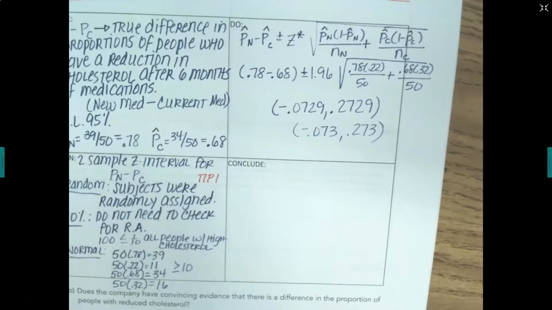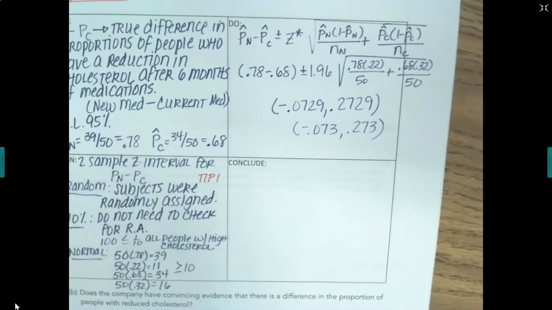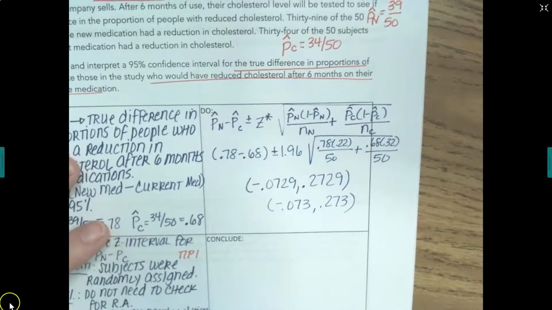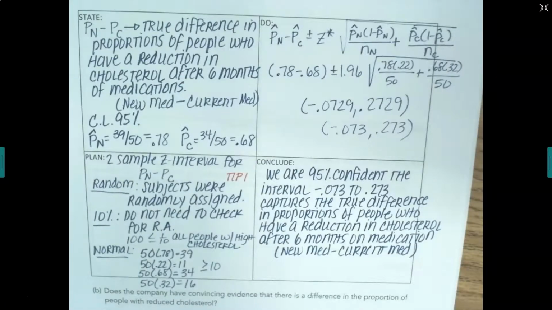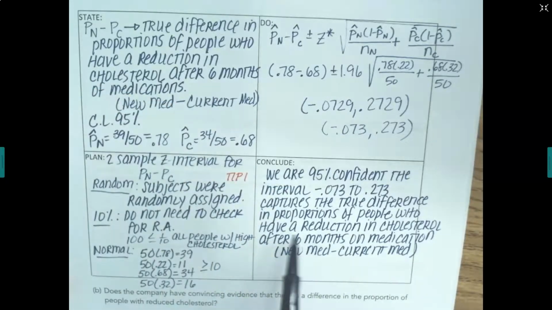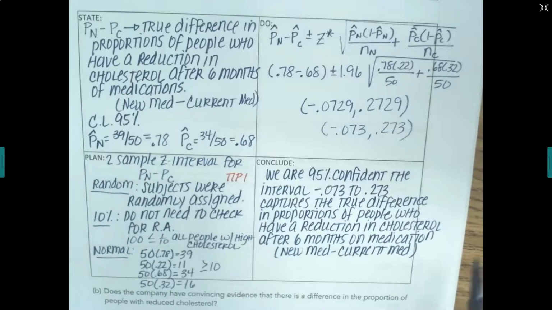Now for your conclusion. So go ahead and pause the video, write your conclusion, and come back and see how you did. Alright, so for the conclusion, we are 95% confident that the interval that we have captures the true, and then what did you write up here in your state? Just reiterate that, and I even reiterated my subtraction order. Okay, so that's all part of it. Make sure you include it in your conclusion.